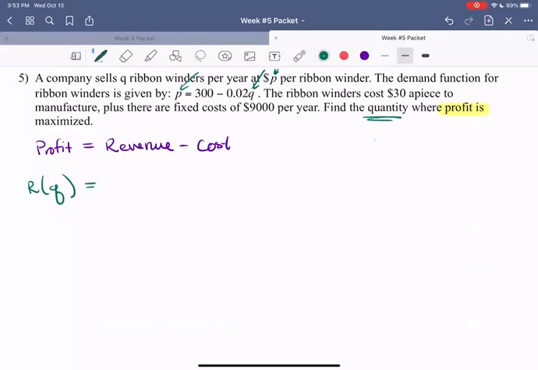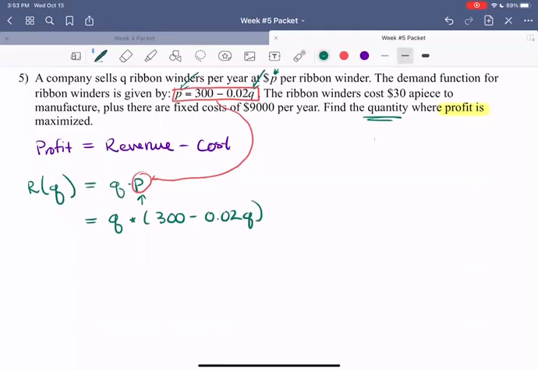Well, revenue itself is a function of quantity and price. But do we have a relationship between price and quantity? Heck yes, we do right here. We know the price is equal to 300 minus 0.02Q. So what we can do is substitute that in for price, and so we have revenue in terms of quantity. Revenue in terms of quantity would look like Q times 300 minus 0.02Q. So there's our revenue function.